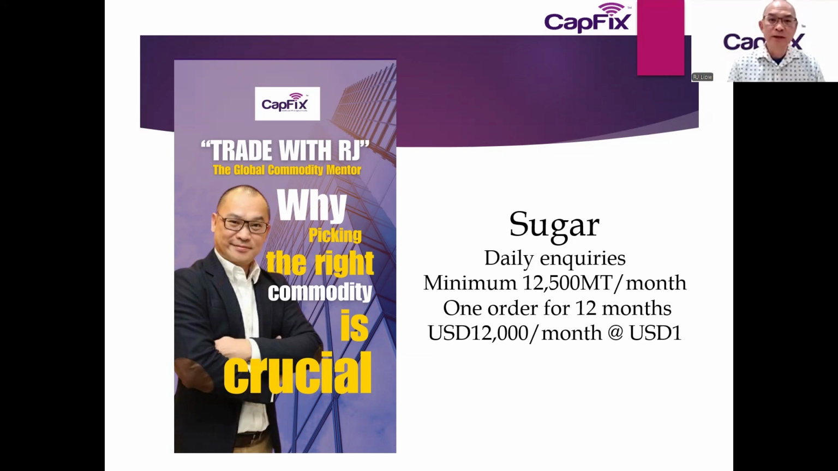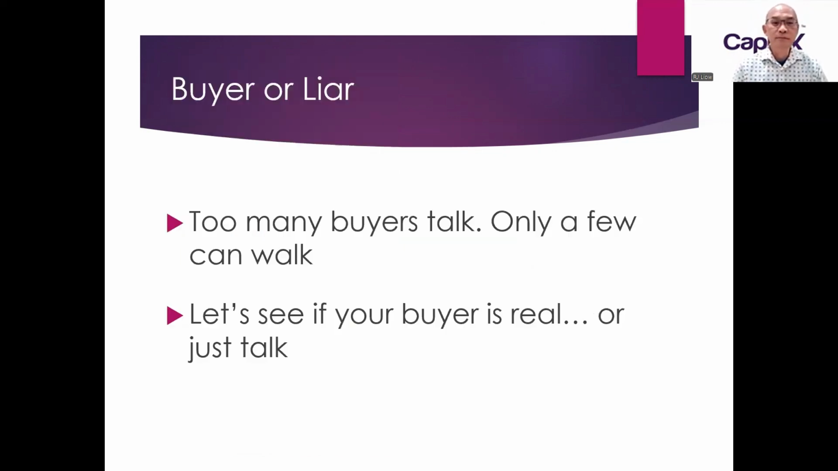The minimum order that you can get is 12,500 metric tons. This is the smallest vessel. And one order, you will sign for 12 months. So what it means is that as an intermediary, if you get only $1 commission, you will receive $12,000 a month of income over the next 12 months. This makes sugar a very attractive commodity to focus on. And this is exactly why I want to spend my time to share my knowledge and experience with you.